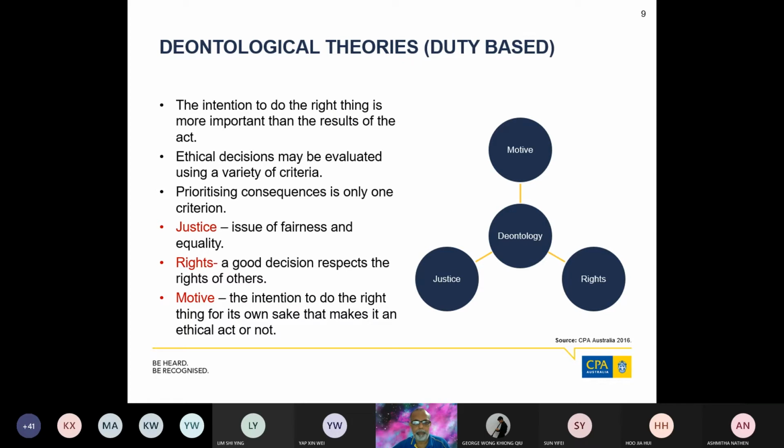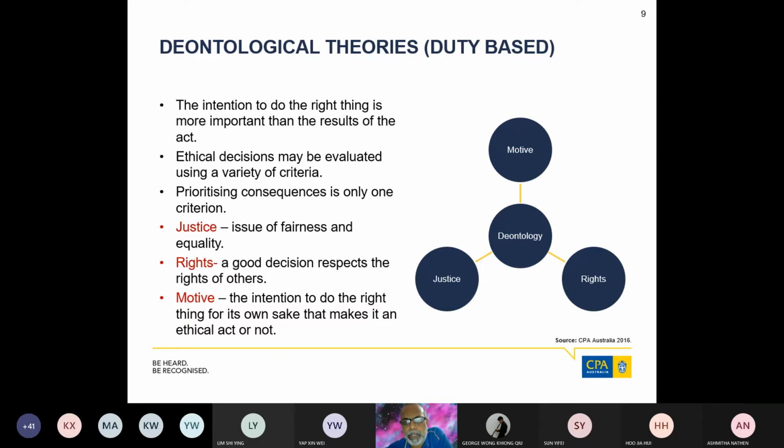And then motive. The intention to do the right thing for its own sake. Why do I do this? This is the right thing to do. It may not bring me benefit, but I am happy. My conscience is clear. I've done the right thing. So this is what we call duty-based or deontological theories. Under this perspective, this is another perspective. The earlier one we saw just now is based on outcome.